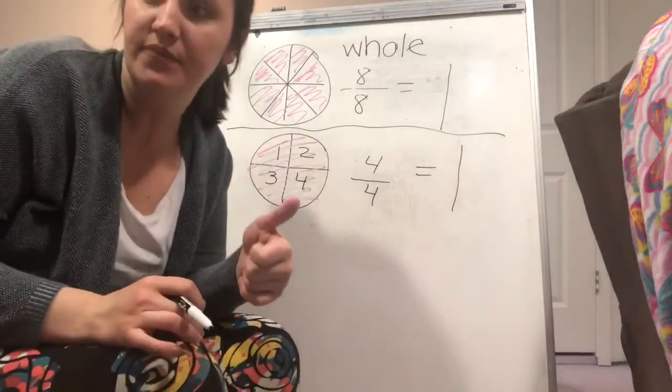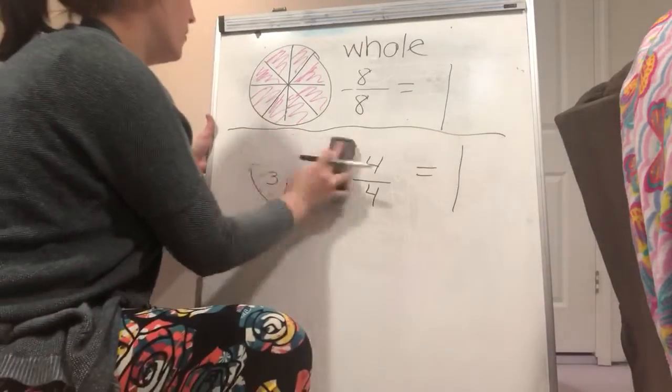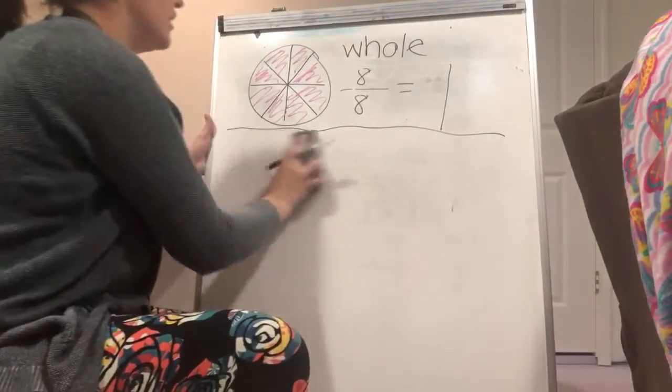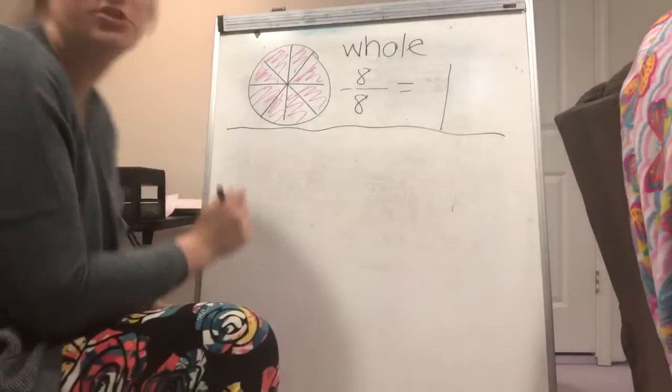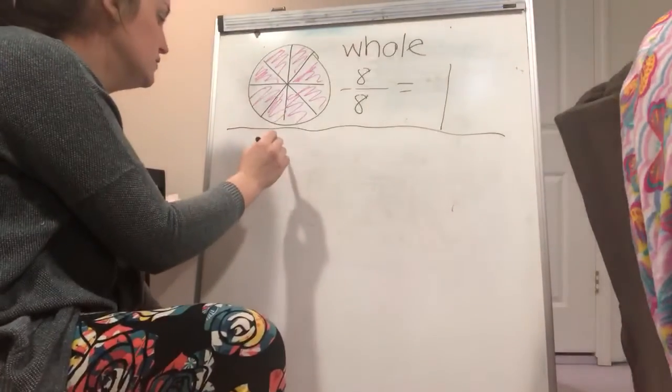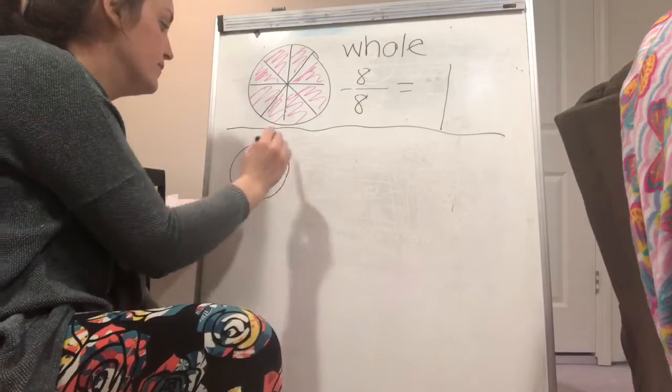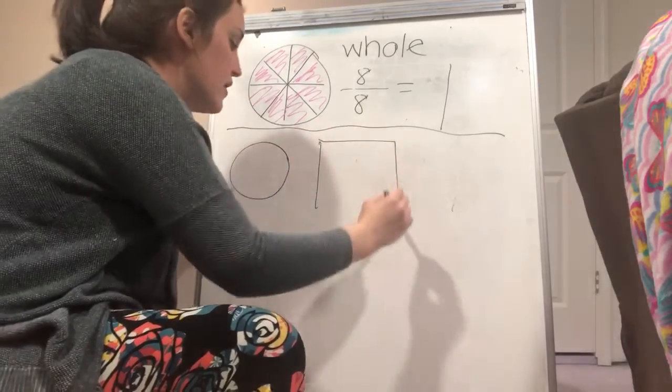Get it? All right, let's do one more in circle and square form. So let's do thirds. So you're gonna draw a circle and a square or rectangle.